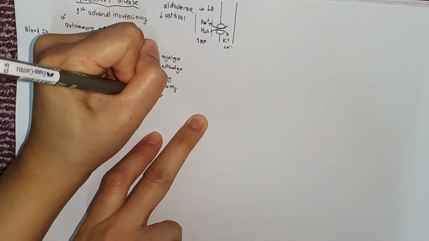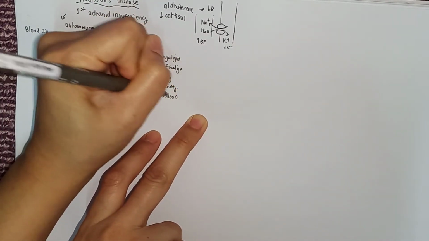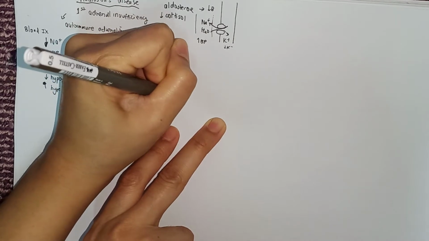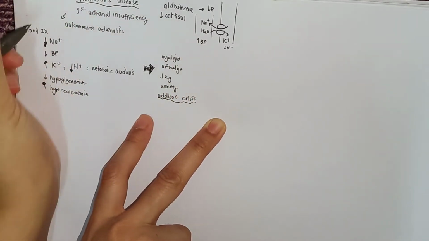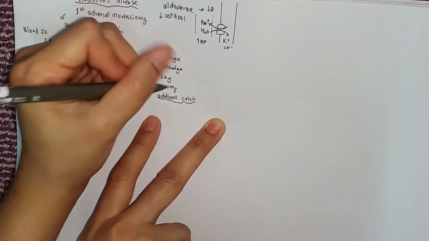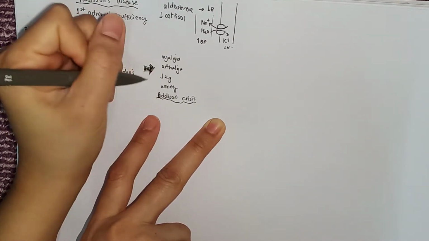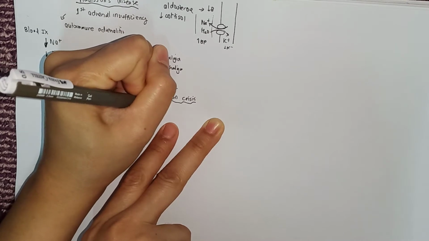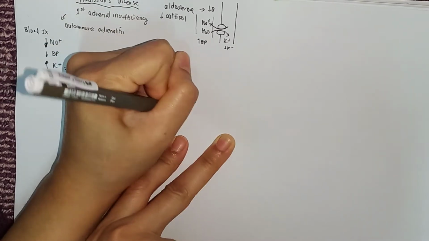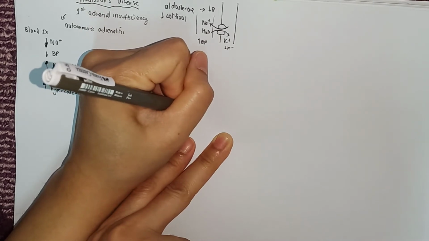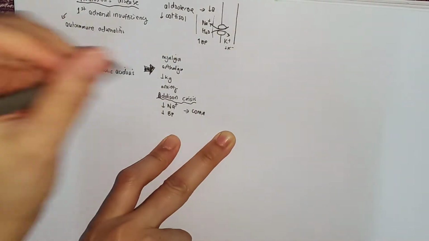and in Addisonian crisis, the thing that we want to avoid is coma, because Addison is usually a chronic condition, but Addisonian crisis, if it occurs acutely, there will be low sodium and low BP. Patients will turn into a comatose state.